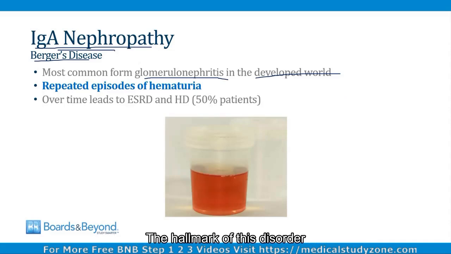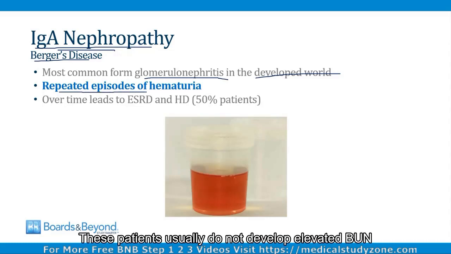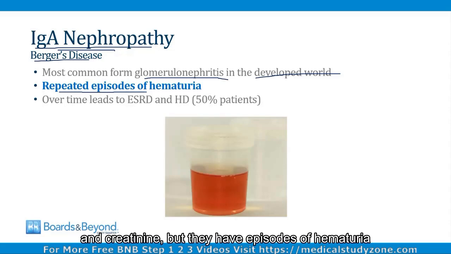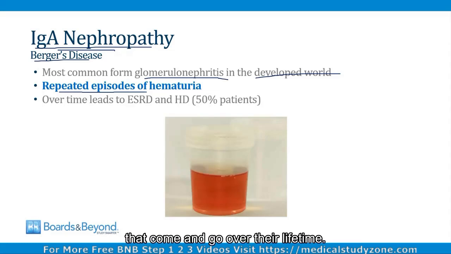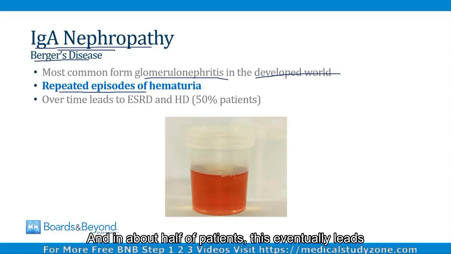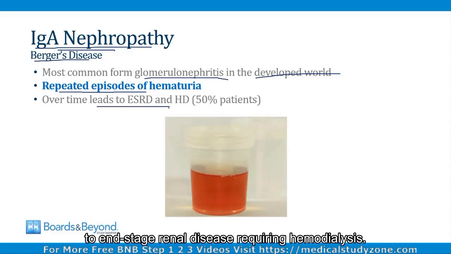The hallmark of this disorder is repeated episodes of hematuria. These patients usually do not develop elevated BUN and creatinine, but they have episodes of hematuria and dysmorphic red cells and red blood cell casts that come and go over their lifetime, and in about half of patients, this eventually leads to end-stage renal disease requiring hemodialysis.